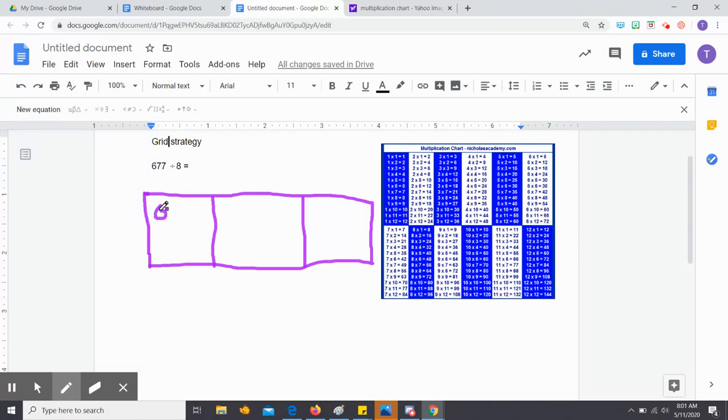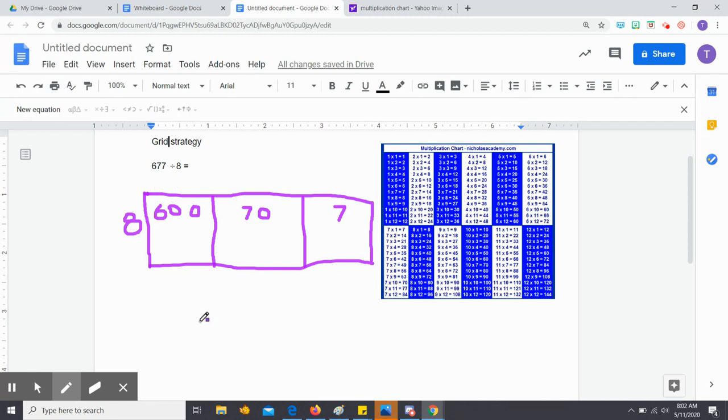So I'm going to write 600. Then I'm going to take the next one, which is 70. And the last one, which is 7. Okay. So I'm also going to write what I'm dividing by outside. So that's similar. We always write what we're dividing by outside the box. And like always, our answers go up top.